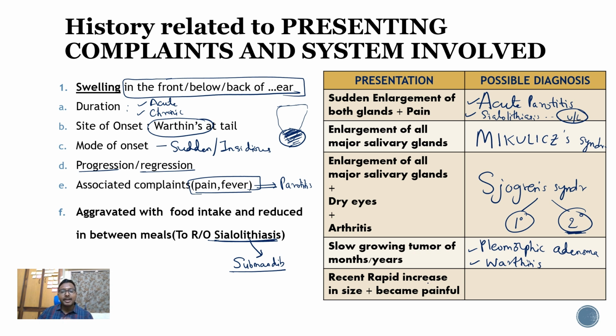Then a recent rapid increase in size, where previously it was painless but now it became painful. This is nothing but a previously benign condition that has transformed into malignancy. So most probably it could be carcinoma ex pleomorphic adenoma, or it can be any other benign tumor which was benign previously, now turned into malignancy. Please understand, Warthin's tumor, most of the time, doesn't have any malignant potential. But a long-standing pleomorphic adenoma can become malignant. That is called carcinoma ex pleomorphic adenoma. Right? This is regarding swelling.